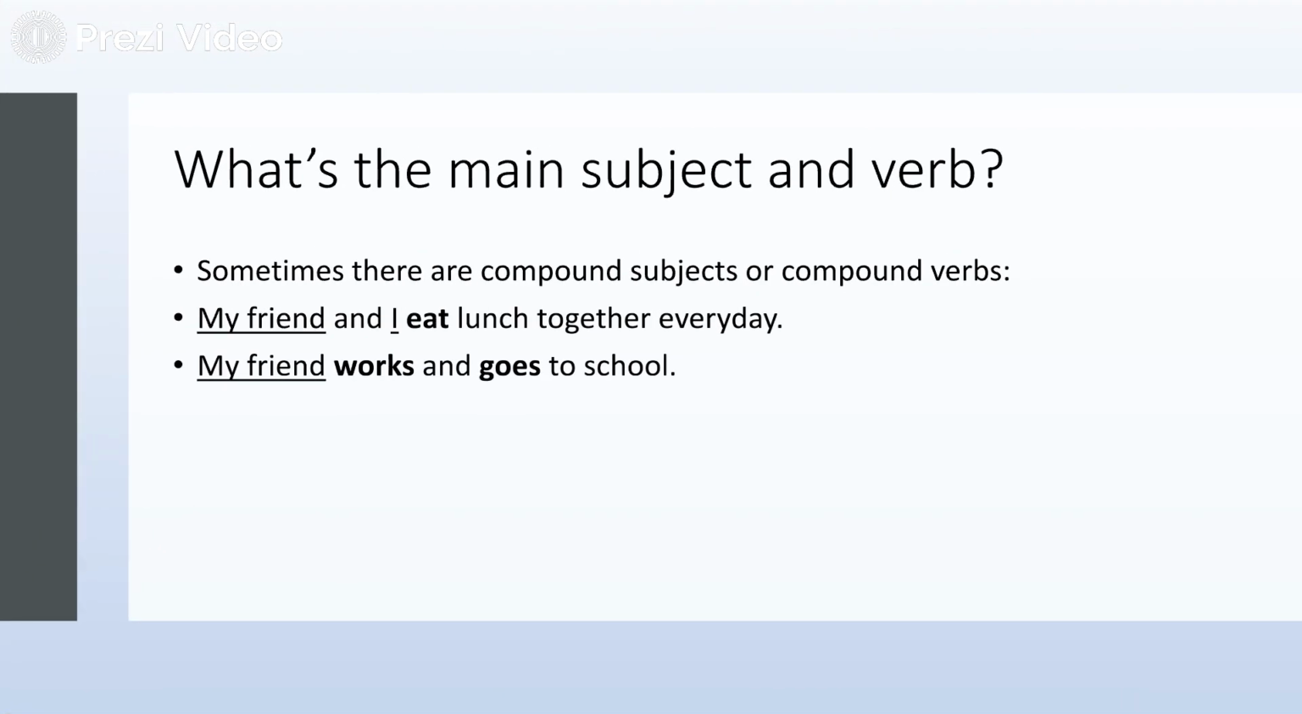Next, what is the main subject and verb? Sometimes there are compound subjects or compound verbs. So if we have a compound subject, we have two subjects, my friend and I. So we can replace that with a pronoun, they. They eat lunch together. So then it agrees, right? Eat is the correct verb.